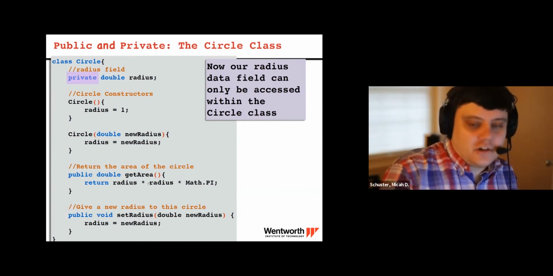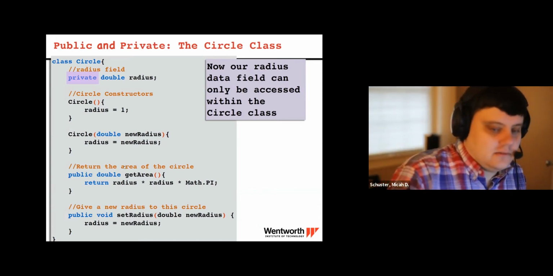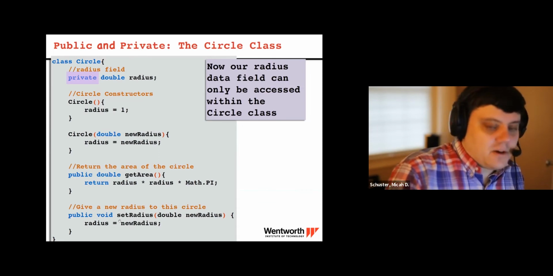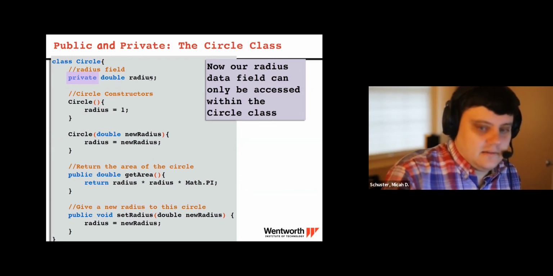So the code that I currently have here, it's perfectly fine. I can still access the radius variable within the class where it's created.